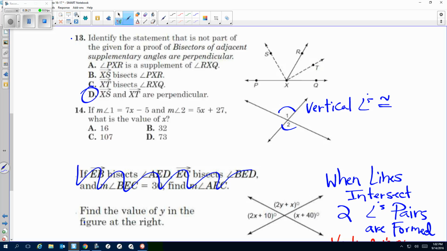All right, number 14. The measure of angle 1 is 7x minus 5. Angle 2 is 5x plus 27. You should see that those are vertical angles, meaning you're going to have to do what to solve for x? Make them equal each other. 7x minus 5 equals 5x plus 27, so I think it was A. Okay. And then this is going to help you with your exit ticket.